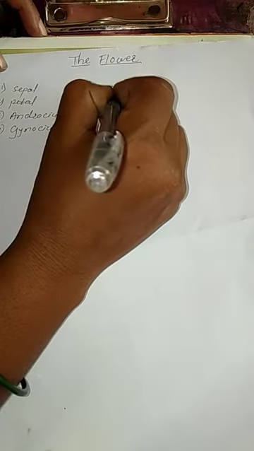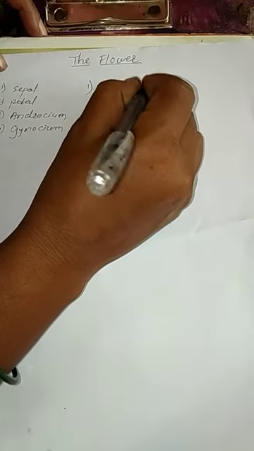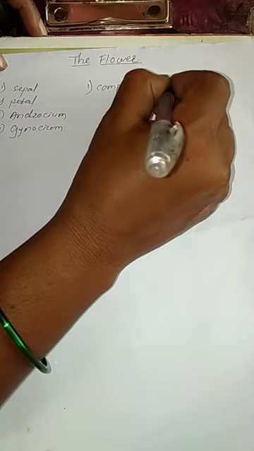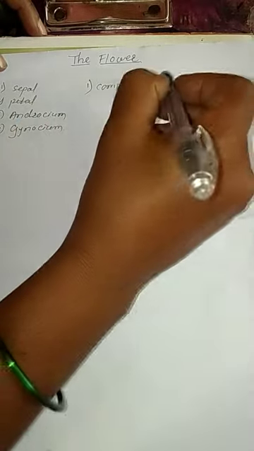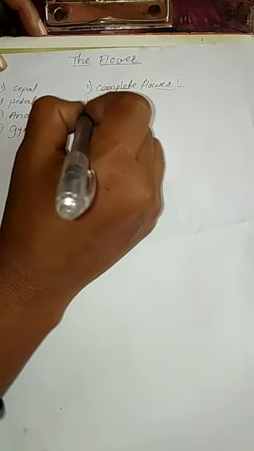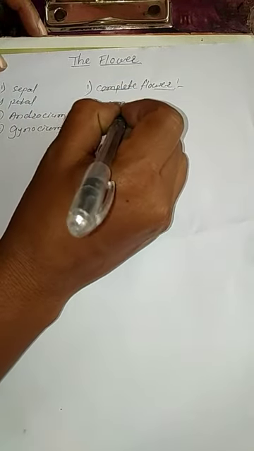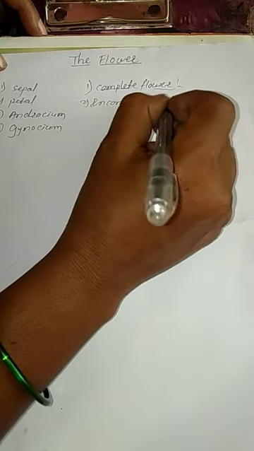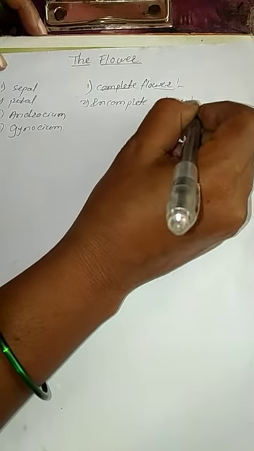Last lecture I explained the definition of complete flower. Complete flower means what? The flower which contains all 4 parts of the flower is called the complete flower. An incomplete flower means the flower which is missing any one of the 4 parts. This flower is called the incomplete flower.